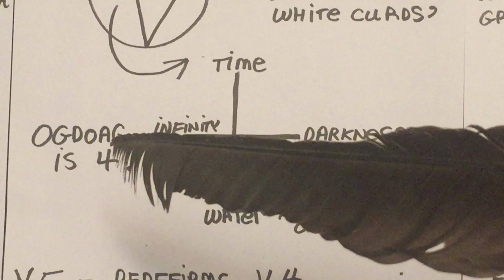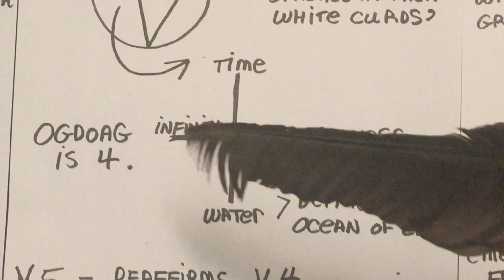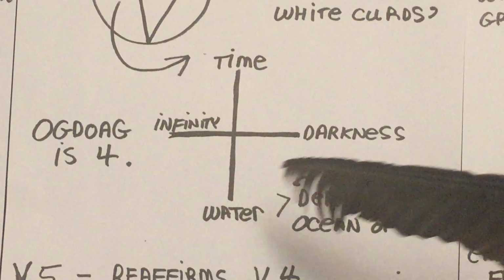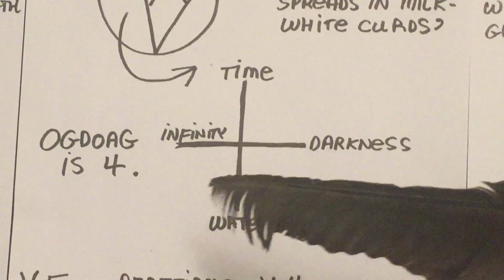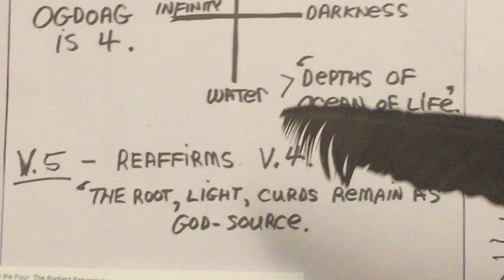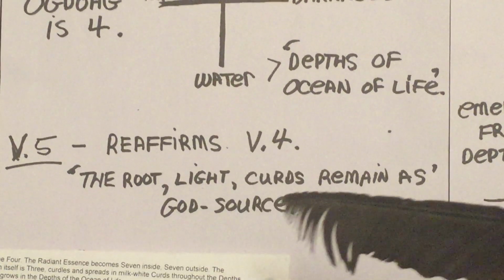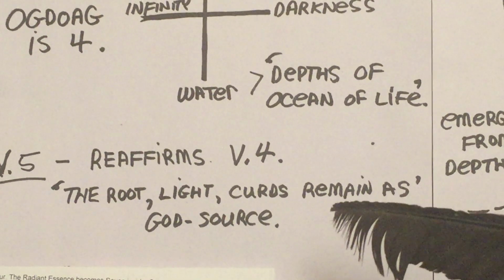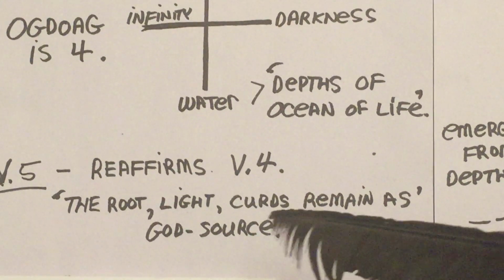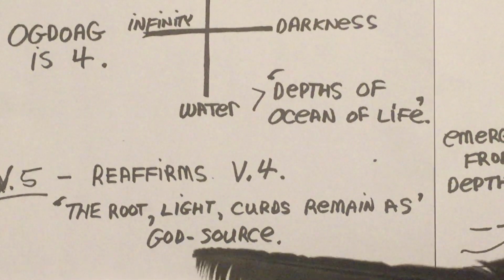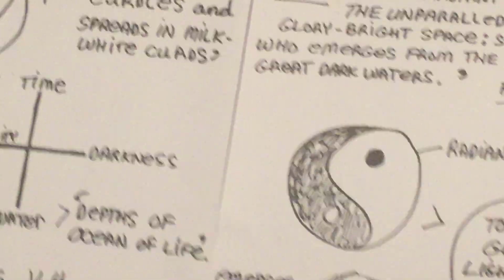And that's the Egyptian creation pairs. There's 4 of them. There's 4 pairs. And that is, again, affirmation of what remains. The curds is the God source.